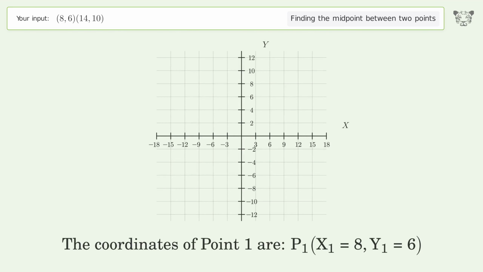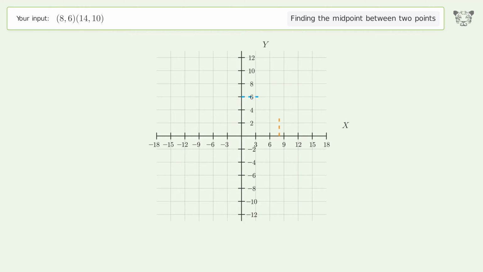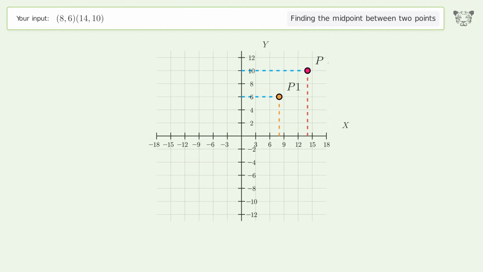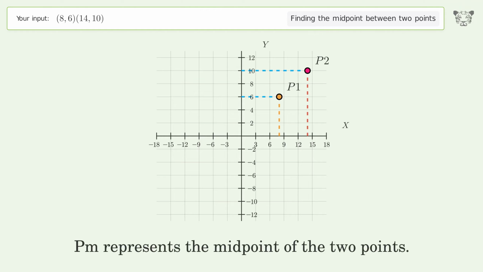The coordinates of point 1 are x1 equals 8, y1 equals 6. The coordinates of point 2 are x2 equals 14, y2 equals 10. PM represents the midpoint of the 2 points.